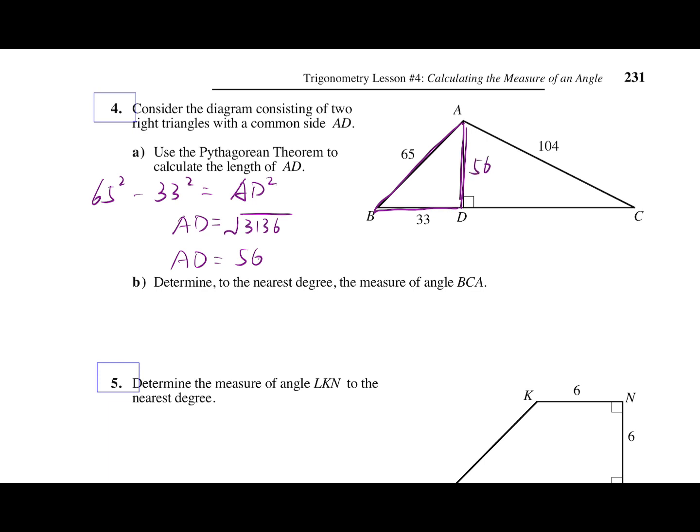And now we need to find BCA, so this angle, angle x. We have the opposite and we have the hypotenuse, so we can use sine x equals 56 divided by 104, so x equals 33 degrees, so BCA is 33 degrees.